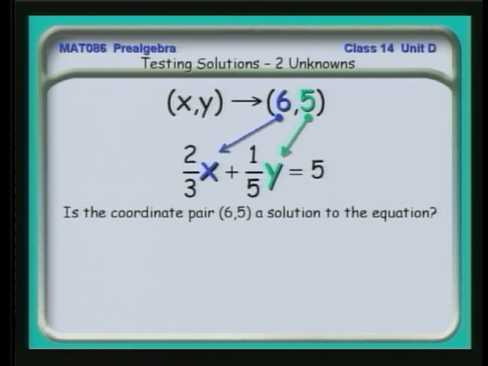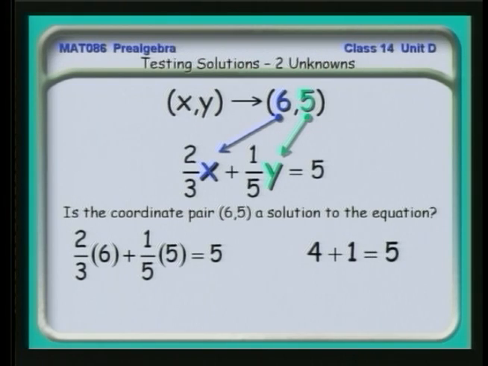What about 6, 5 in the equation 2/3 x plus 1/5 y is equal to 5? Is this a solution? I plug these in, and then I try to evaluate 2/3 of 6. 6 divided by 3 is 2. 2 times 2 is 4. 5 divided by 5 is 1. I have 4 plus 1 equals 5. 4 plus 1 is 5. Guess what? The pair 6, 5 is a solution to the equation 2/3 x plus 1/5 y is equal to 5. Yes, indeed, that is a solution.